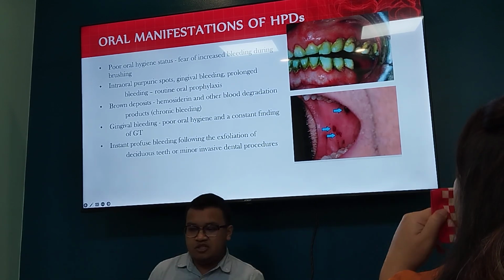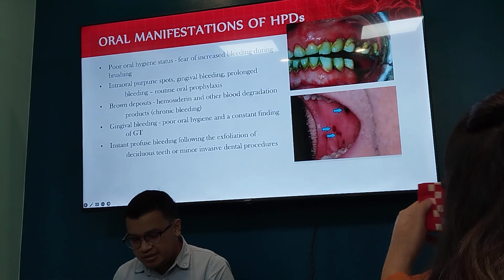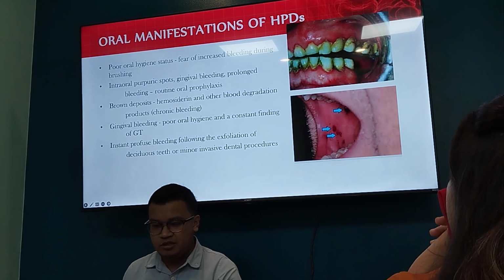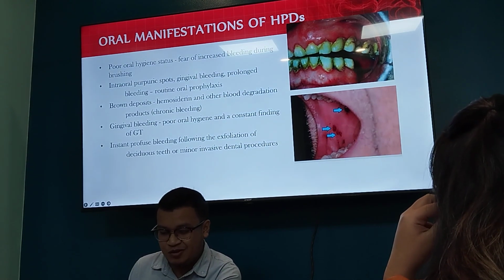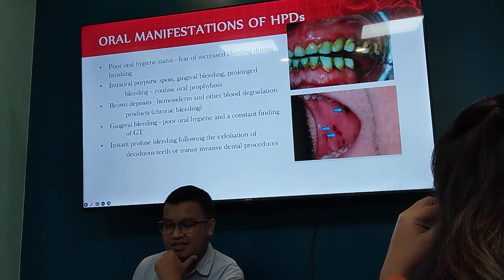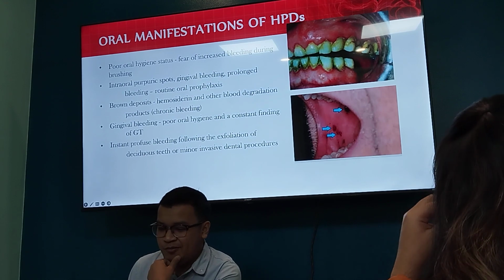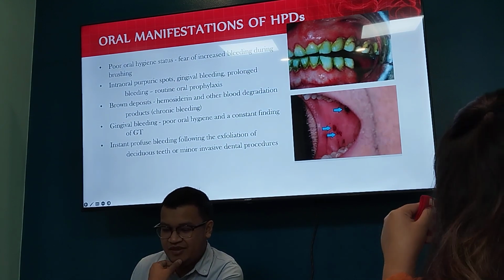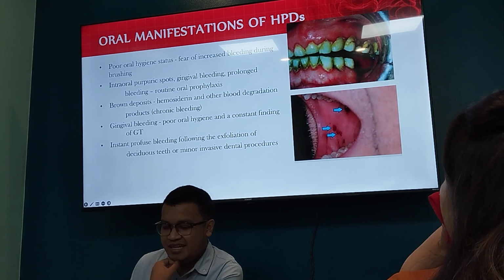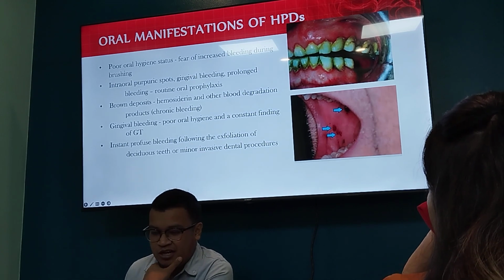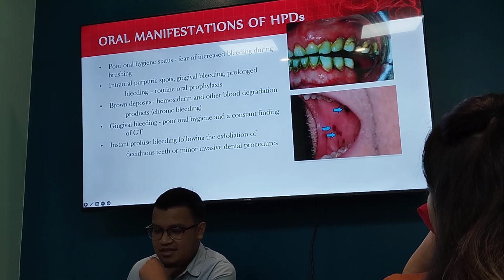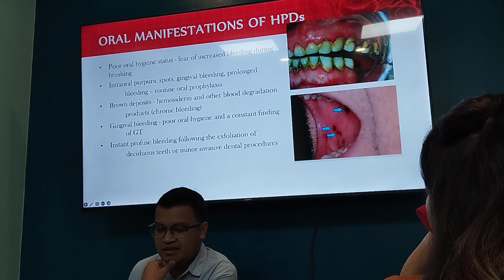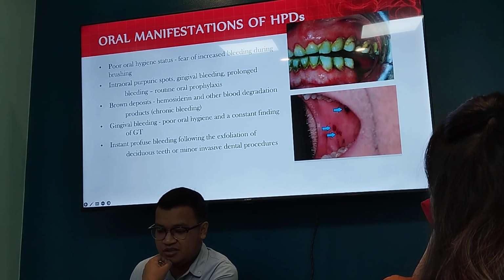So oral manifestations of virtually all the previously discussed hereditary platelet disorders are as follows. The patients have compromised oral hygiene status because of the fear of increased bleeding during brushing. They are more prone to develop dental decay and inflammatory periodontal diseases. And these patients can develop intraoral purpuric spots, gingival bleeding during routine oral prophylaxis, or even experience prolonged bleeding after invasive dental procedures. Understandable because platelet ang problema.